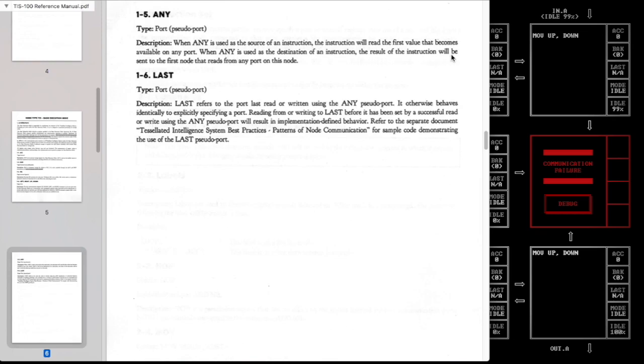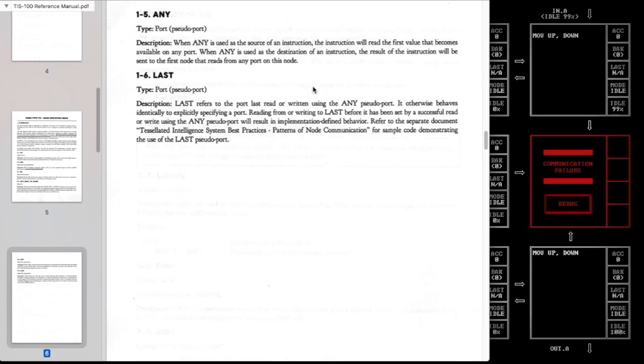The result of the instruction will be sent to the first node that reads from any port on this node. Oh, wow. So not only does it read from any, but it'll also respond to the first thing that is listening for the result. So that's cool. Interesting.